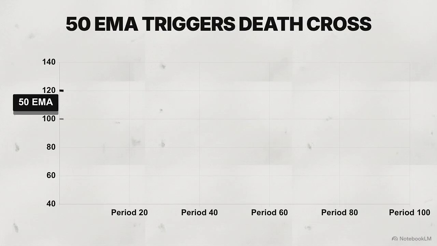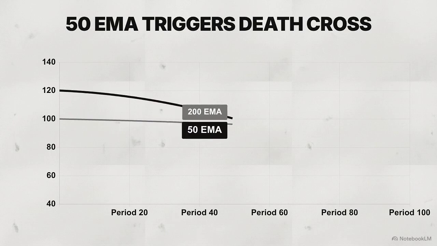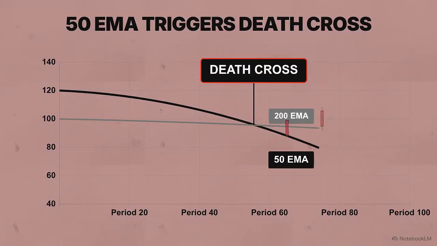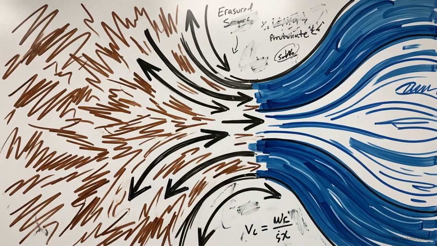The inverse is a death cross. When the 50 EMA crosses below the 200 EMA, the market is signaling the onset of a prolonged bearish cycle. Crossover signals take time to develop on the chart, but when they appear, they confirm that the underlying tide of the market has shifted entirely.